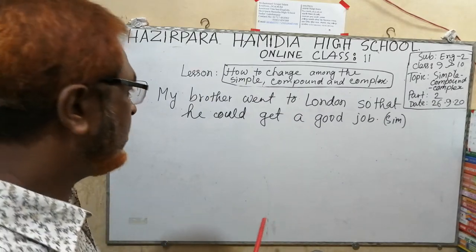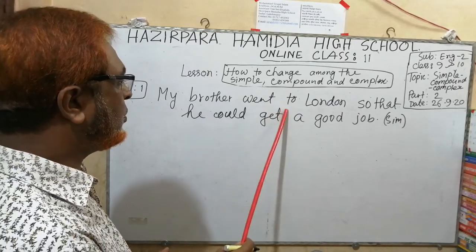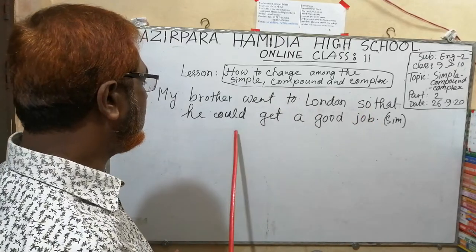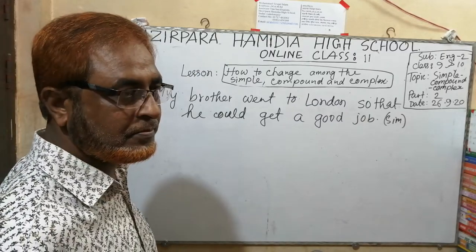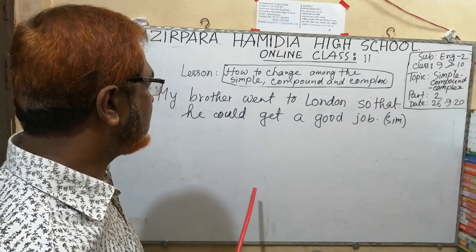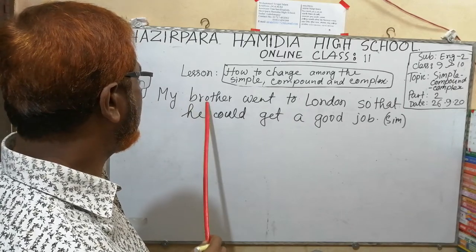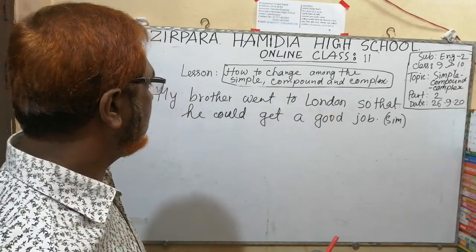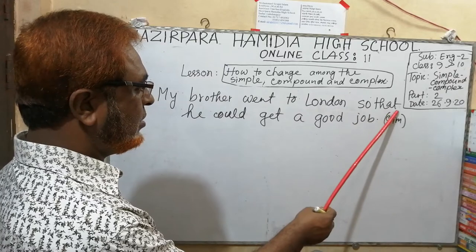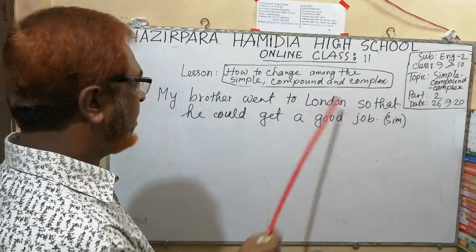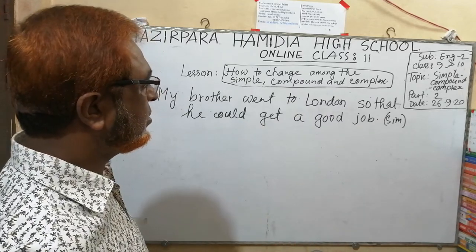Okay, dear students, look at the whiteboard. First example: my brother went to London so that he could get a good job is a complex sentence, because this sentence contains: my brother went to London, independent clause; so that, conjunction; next, he could get a good job, subordinate clause.